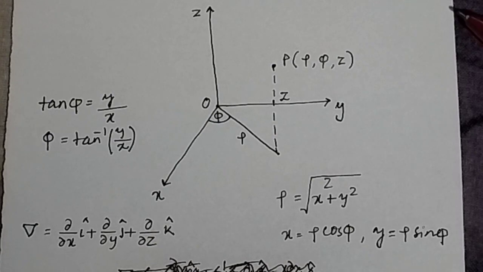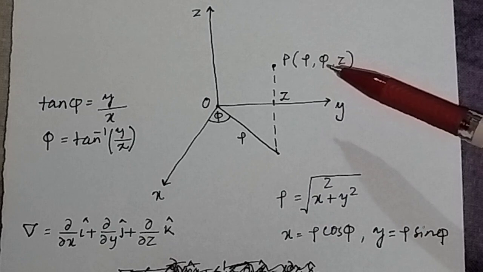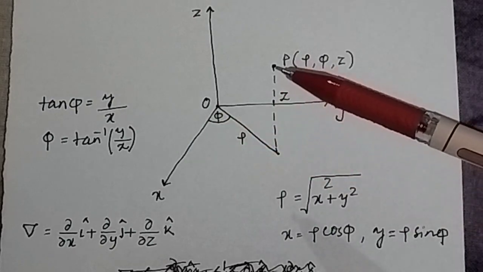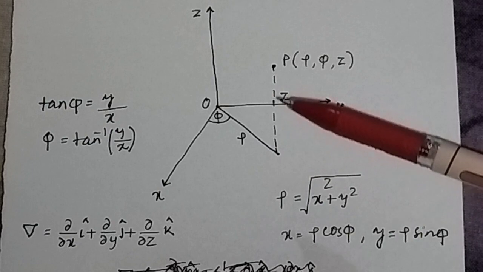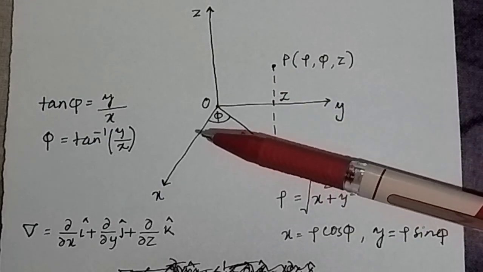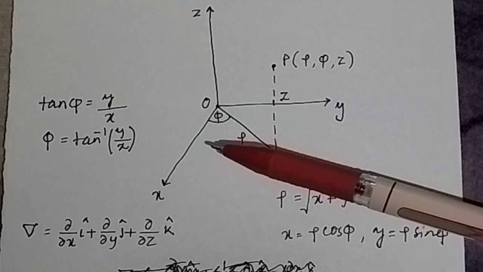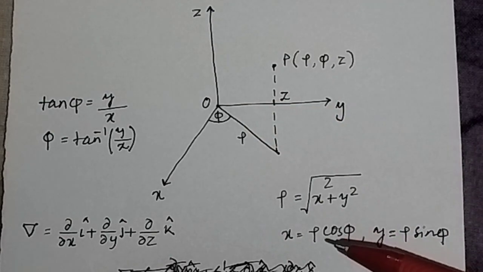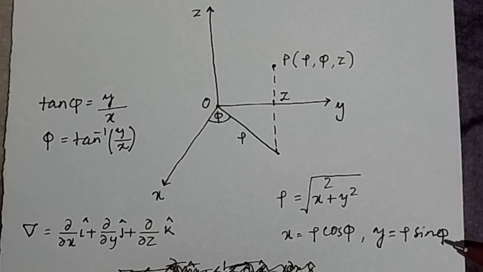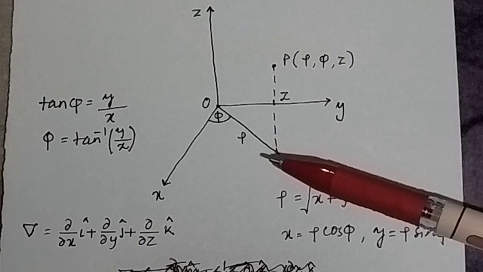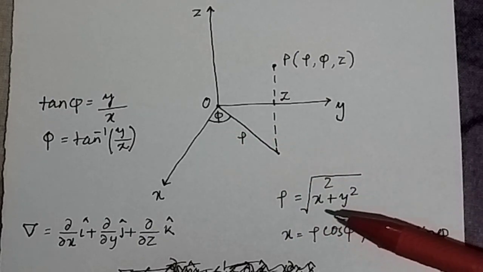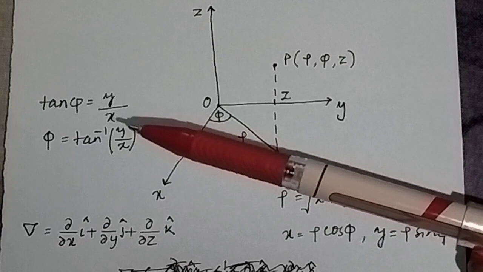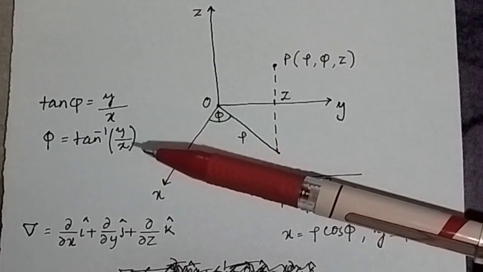In the cylindrical coordinate system, suppose you have three coordinates rho, phi and z. Here rho is the radial distance, phi is the azimuthal angle and z is a fixed distance. This vertical height is a fixed distance. If you draw a perpendicular here, then the x component will be equal to rho cos phi and the y component will be equal to rho sin phi. So x equals rho cos phi, y equals rho sin phi, and rho equals the square root of x square plus y square. And tan phi will be equal to y divided by x, or phi will be equal to tan inverse of y divided by x.